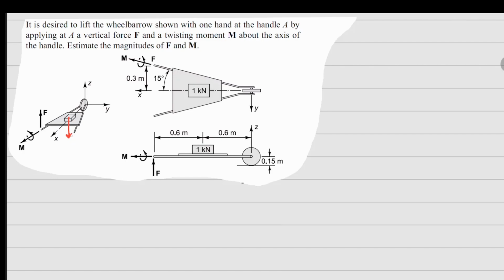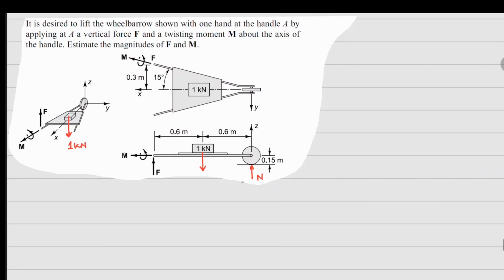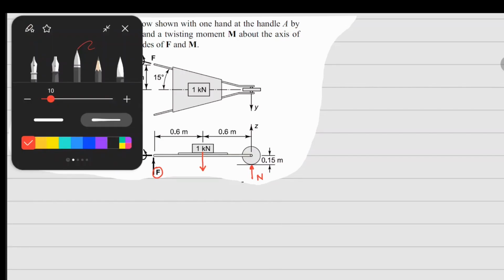which is 1 kilonewton here, which is in this figure going down here, and there will be a normal reaction N right here. So for this problem there are two unknowns, M and F, this one and this one here. Now, in this case your M is along the line of the handle, and in terms of vectors, this can be written in two components.